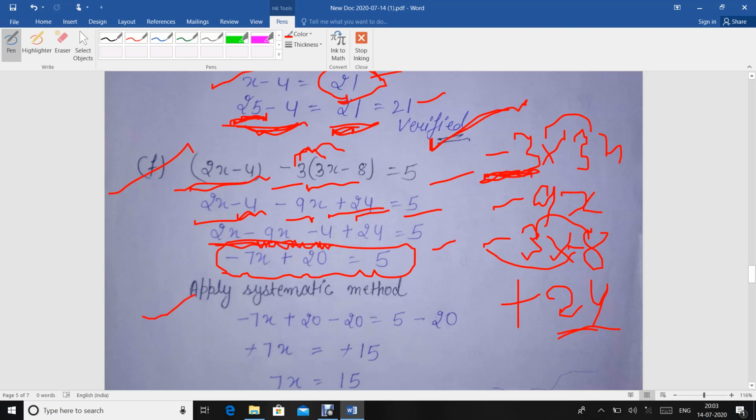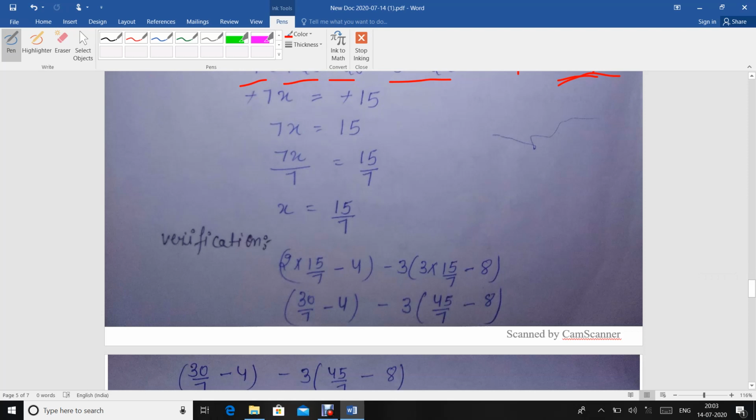Now you have to apply the symmetric method in this equation. As you can see, after the variable, meaning after the literal factor, you have 20 as a constant. 20 is positive, so you have to subtract 20 on the left hand side as well as on the right hand side. Minus 7x plus 20 minus 20 is equal to 5 minus 20. After that you can solve it further and you will get minus 7x is equal to minus 15. Now there is a value with the variable, so you have to find the value of only x, so you have to remove this value with x.